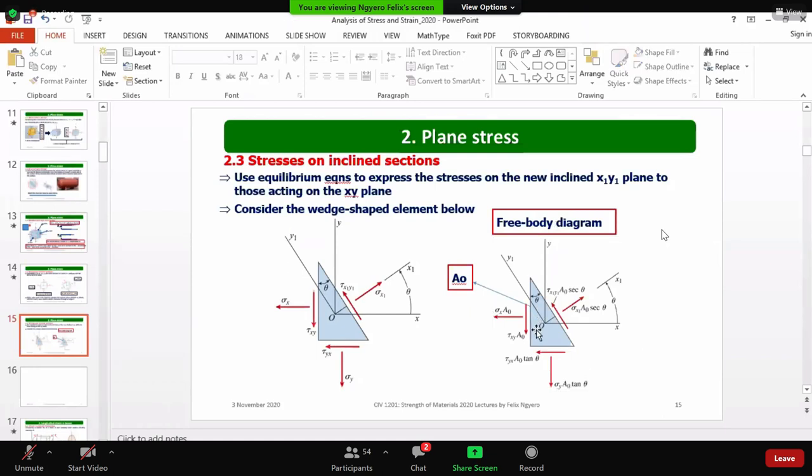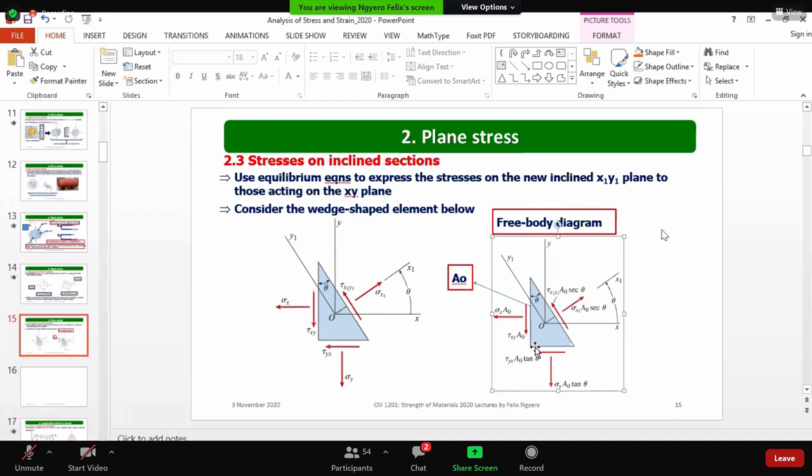We are resolving, getting components of A naught. So for this face, the area of this face would be A naught times tan theta. Okay, the area of this bottom face. Remember, it has a thickness. The thickness is into the screen that you're viewing. It has a thickness that goes into the screen that you're viewing.